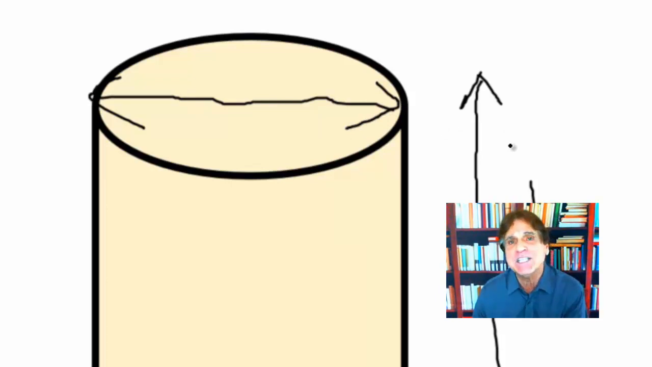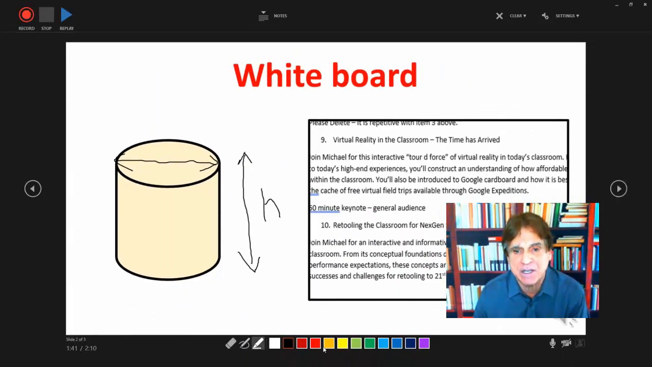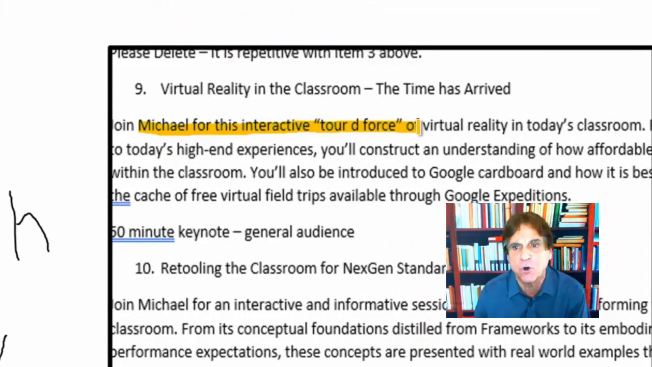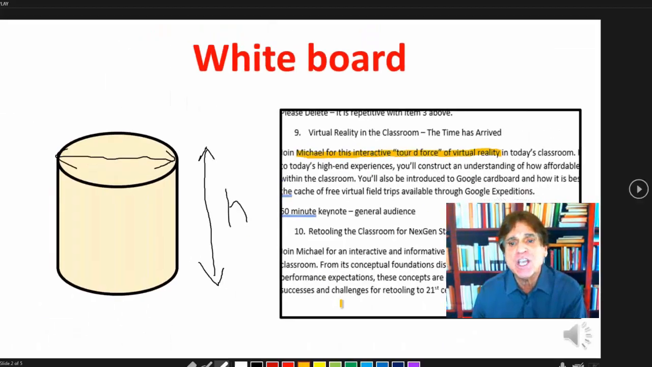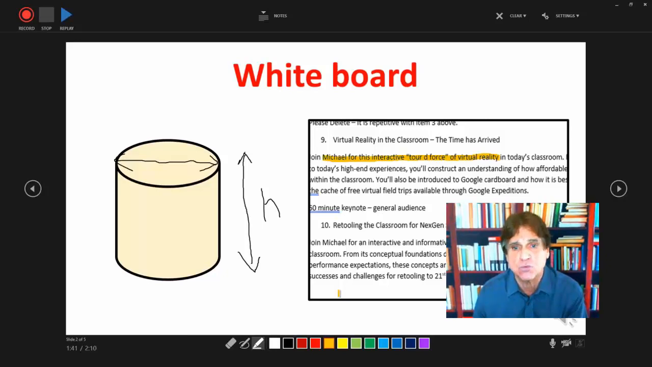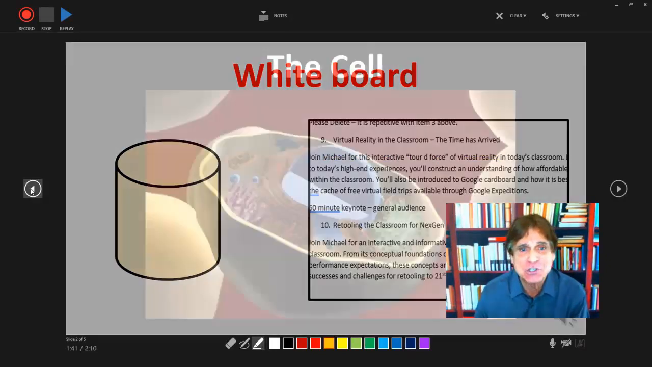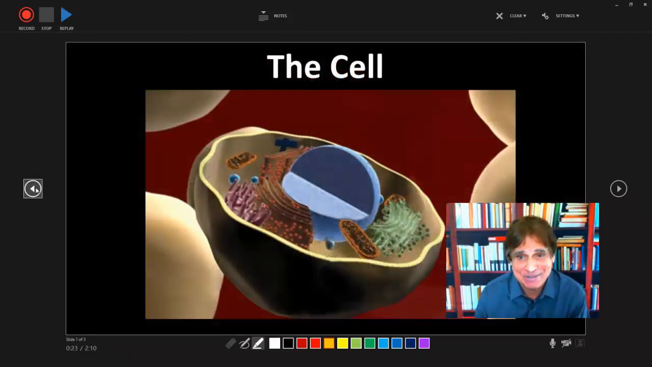If we presented text, we might want to highlight that text. So we can go to the highlighter right here, pick a color, and let us take Michael and his interactive tour de force of virtual reality, and we'll highlight that. So you can see how these tools are used right here. Okay, let's go back to our first slide.